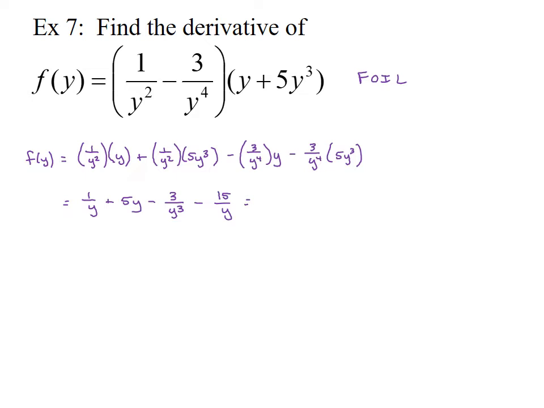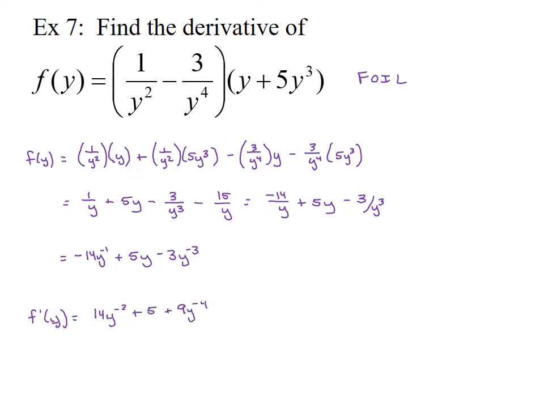Now I also see the first and the last term go together, so that is negative 14 over y plus 5y minus 3 over y cubed. And instead of having to do the product rule now, I had to do a little bit of algebra, but now I can rewrite this into a power rule. So this is the same thing as negative 14y to the negative 1. The 5y is already in the right format. And then minus 3y to the negative third. So after all that algebra, you can now say that f prime of y is equal to 14y to the negative 2 plus 5 plus 9y to the negative fourth.